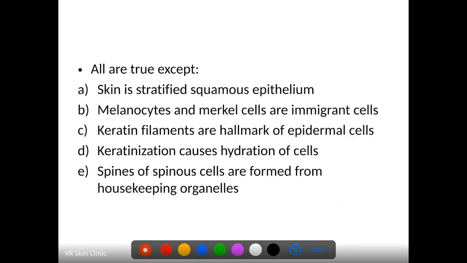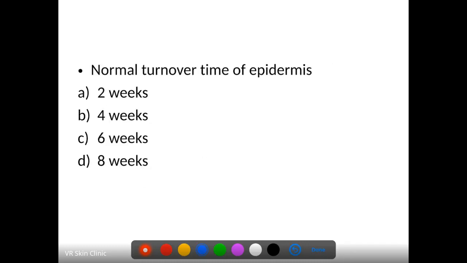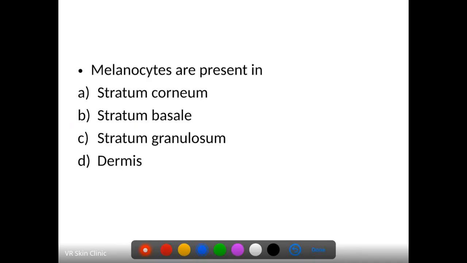Which layer of epidermis is underdeveloped in very low birth weight infants in the initial 7 days? Answer is stratum corneum. The normal turnover time of epidermis is 28 days, so 7 fours are 28, it is 4 weeks. Melanocytes are present in stratum basale. This is the answer.